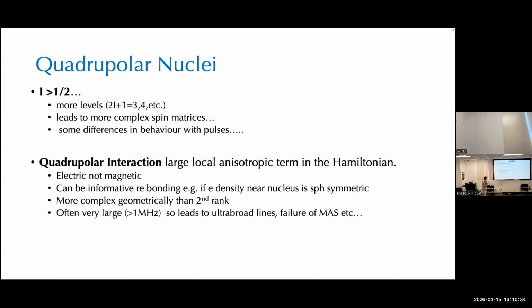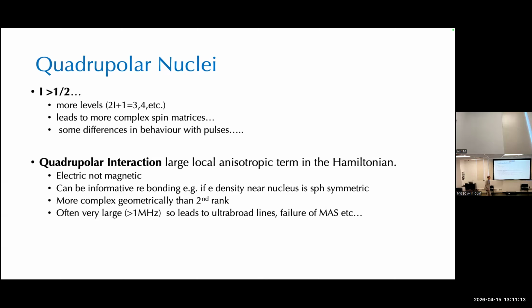Now, if I is greater than 1/2, that means you have more than 2 levels. That's a pretty profound difference. Maybe at the end of today, I'll start to get into what it means to have more levels. Otherwise, we'll start with that tomorrow. It leads to more complex spin matrices and some differences in pulse sequences. The quadrupolar interaction is also a unique feature that you can expect every time you see I greater than 1/2. So if there are more levels, there's a quadrupole interaction. Two very different features, and they're both going to be affecting our line.